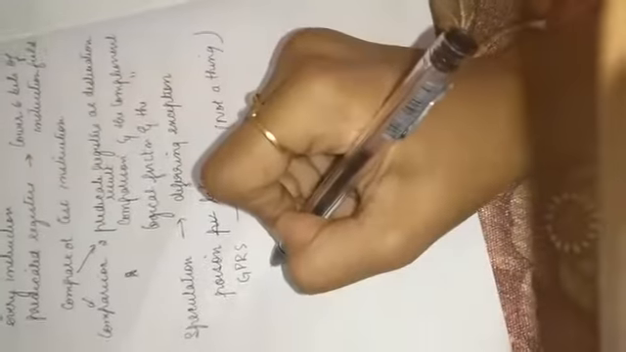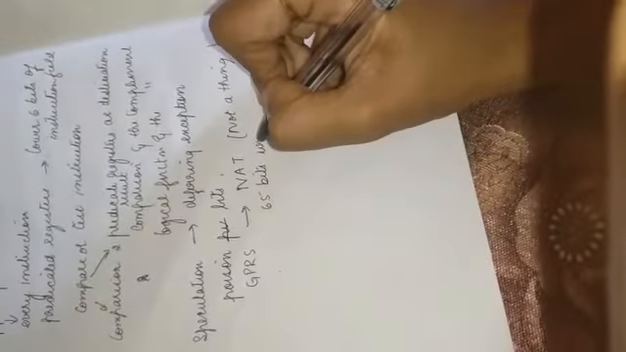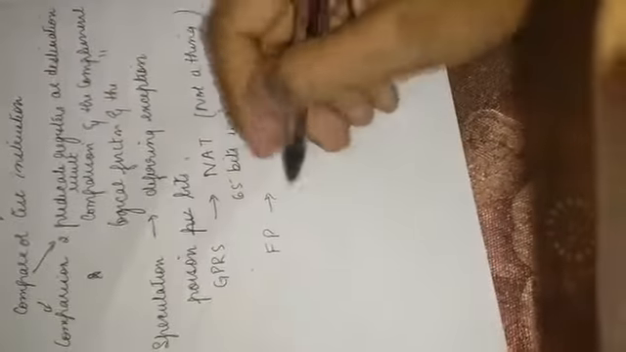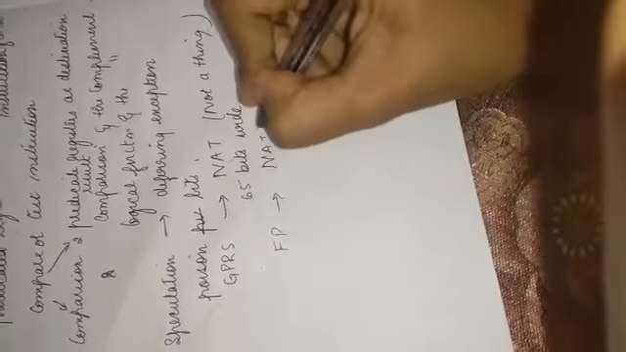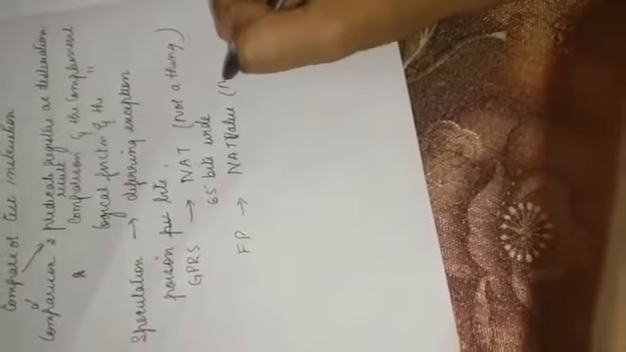Whatever we are providing to the GPRs makes the GPRs 65 bits wide. Similarly, for FP registers, these are obtained using a special value, that is NaTVal. It's the same, but NaTVal stands for NaT value, that is Not A Thing value.